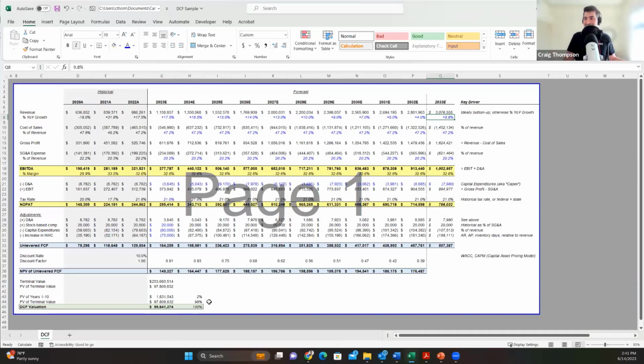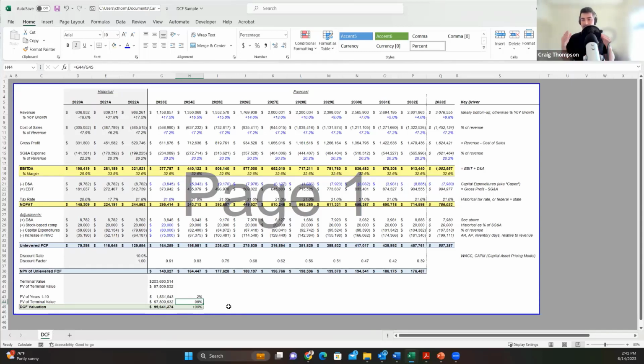Right? It's 98% in this case, where I have assumed a discount rate of 10% and a perpetual growth rate of 9.8%. I get a result where the terminal value is driving 98% of what I think this business is worth. And this leads us to both the best and worst part of the DCF.